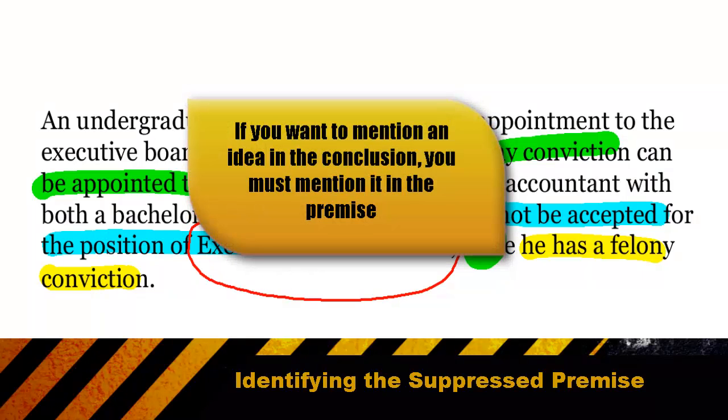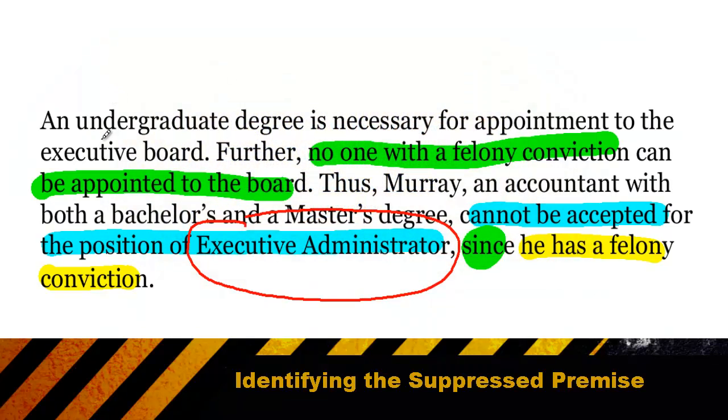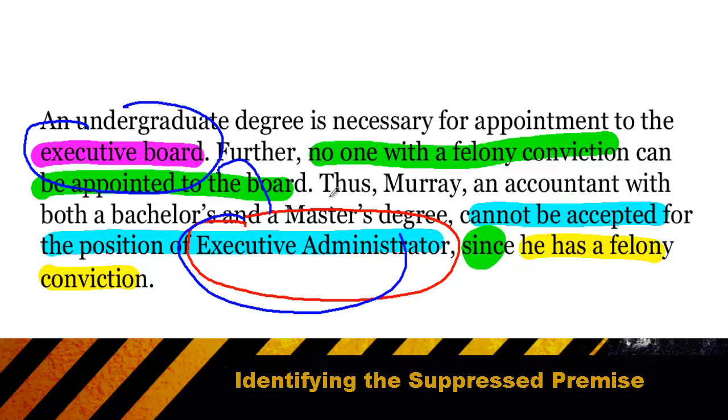The rule is, if you want to mention an idea in the conclusion, you have to bring it up in the reasoning. And they almost do. They want you to at least think they do, because they do mention the executive board, which has the word executive in it, so it sounds like the word executive administrator. So they're definitely implying that the executive board is somehow connected to the executive administrator. But they don't say it out loud. They don't expressly state it. They simply imply it. So that's your suppressed premise, that somehow the executive administrator is on the executive board.